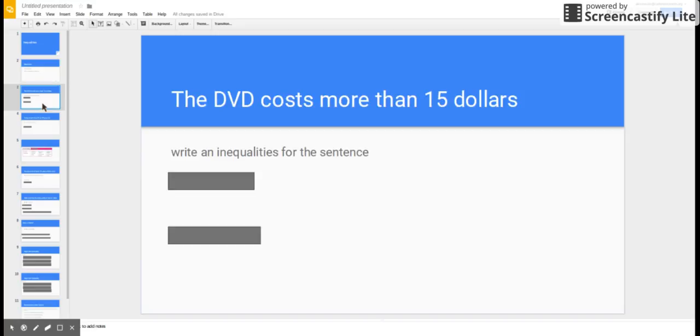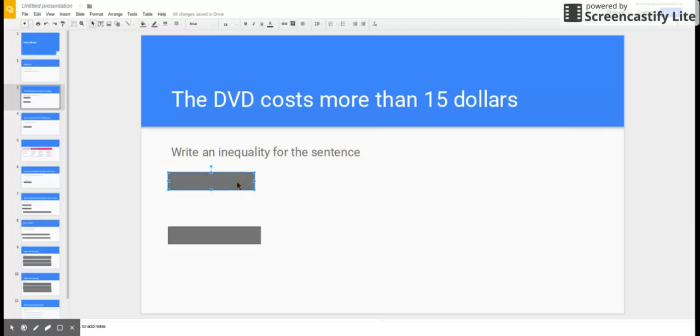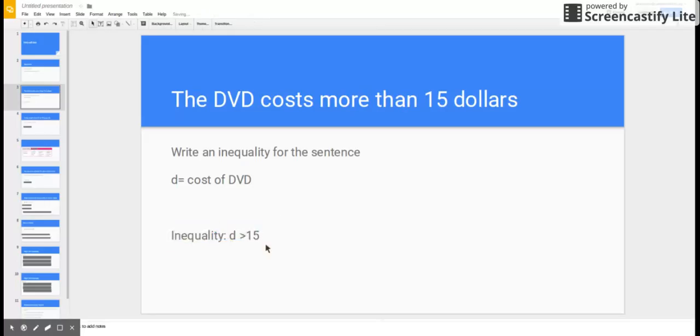Okay, the DVD costs more than $15. Write an inequality for the sentence. So if it costs more than $15, then we're going to say D is the cost of the DVD. And more than $15, you're just going to put the greater than sign. So D is greater than 15.